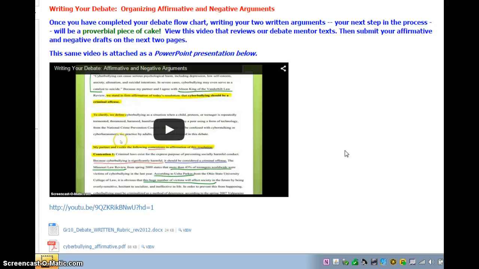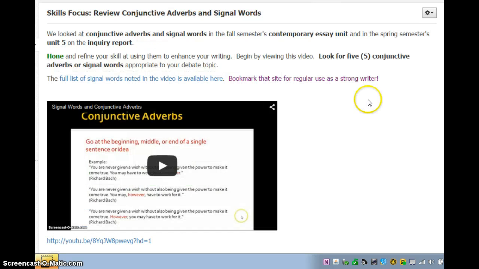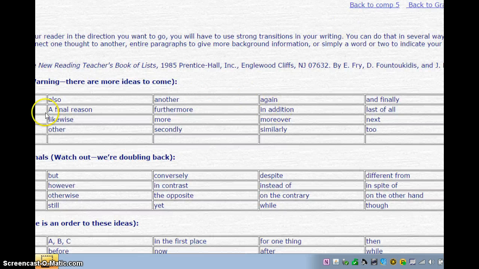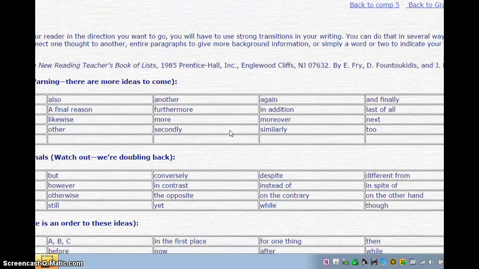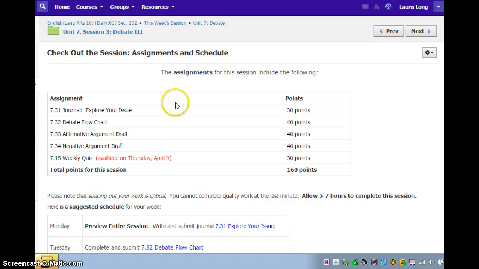So the bulk of your time this week is going to be spent writing the negative and affirmative arguments for your topic. As you write, you're going to want to pay attention to a familiar topic, conjunctive adverbs, and some signal words, words that will show different types of connections between ideas. And that is the gist of it this week. It's not a lot of complexity, but definitely a lot of writing.